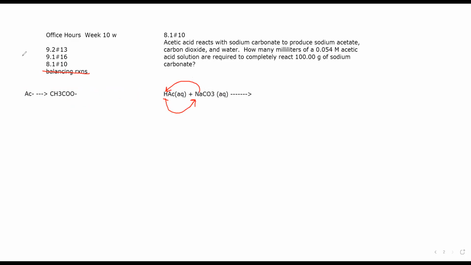Okay. So I'm going to do my flip-flop. I'm going to predict that I'm going to make sodium acetate, and I'm going to make HCO3.